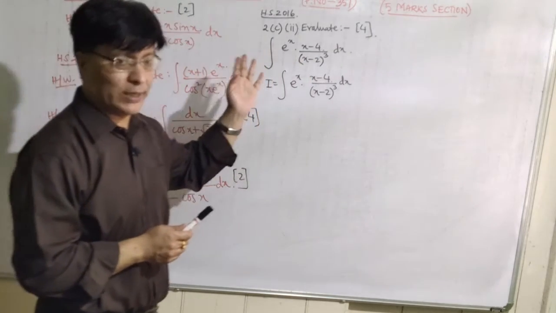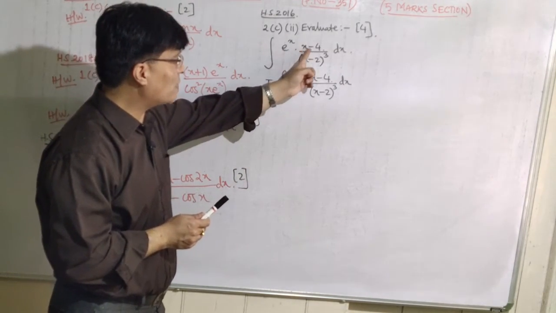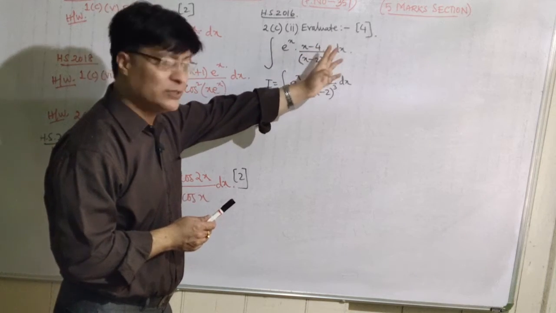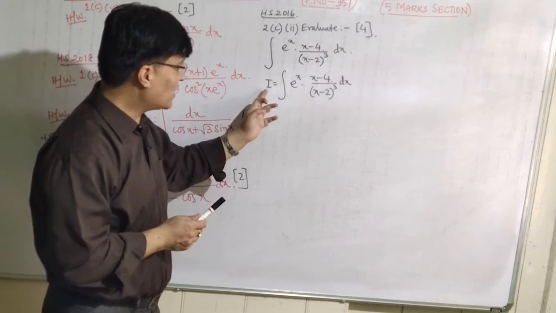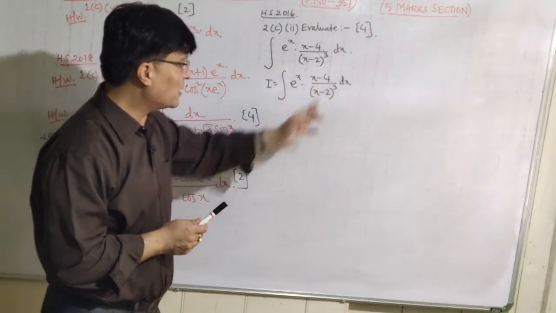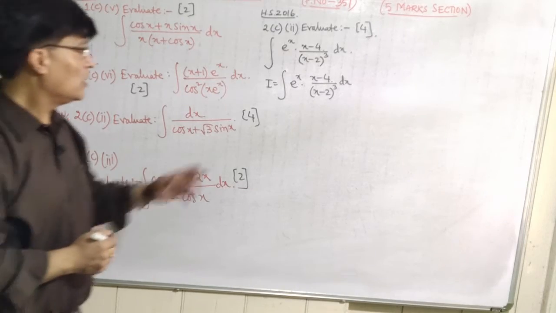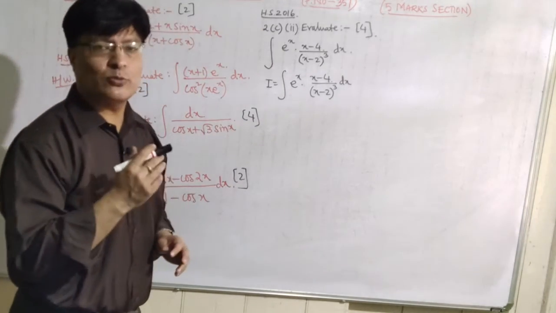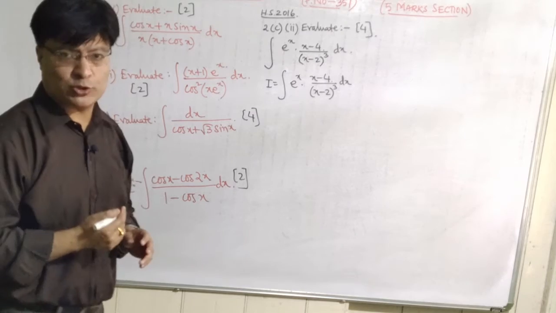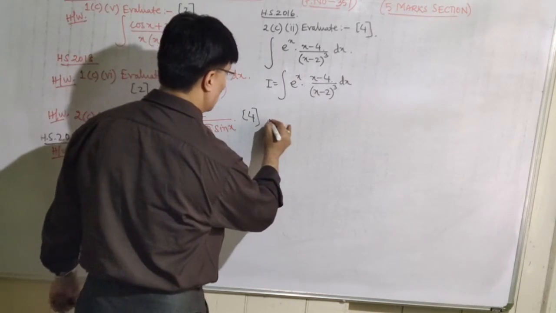Let us evaluate the integral of e^x (x - 4) / (x - 2)^3 dx. So let us write I equals the integral of e^x (x - 4) / (x - 2)^3 dx. Okay. So what is there in the denominator within the cube? It is x - 2. So let us write x - 2 in the numerator also.